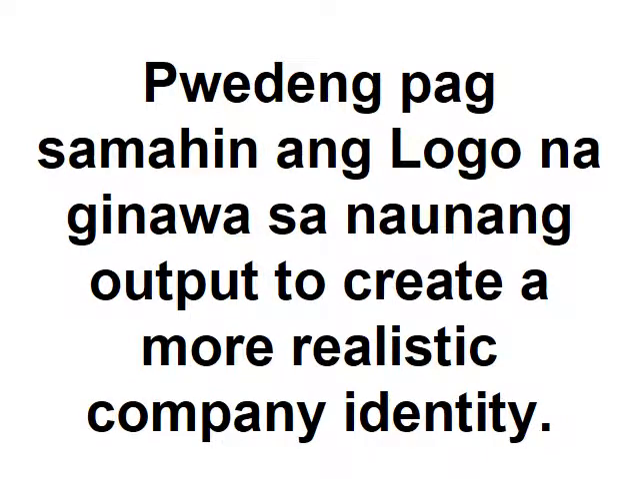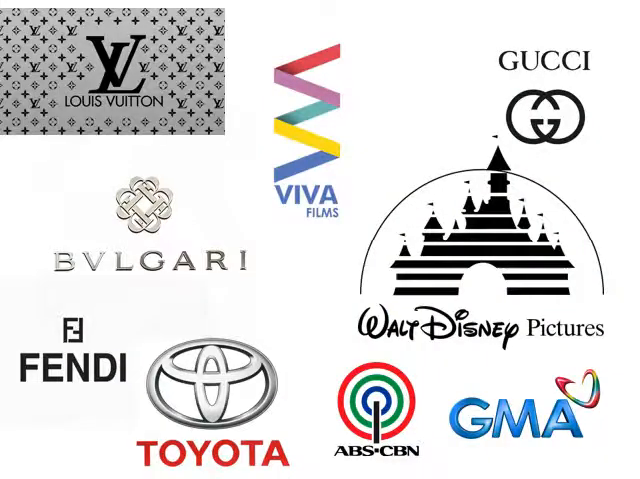You can combine the logo you made in the previous output to create a more realistic company identity. So, I will show you an example. Like this. Say for example, you see Louis Vuitton, its logo is on top, and then its font is underneath. Its self-invented font or self-mixed font is underneath. So, I want you to do something like this too on short white bond paper in landscape. Like Viva Film, you can see the logo is there, and the font is underneath. Fendi, Bulgari, Toyota, ABS-CBN, GMA, Walt Disney, Gucci. So, you also make one like this so it looks realistic.